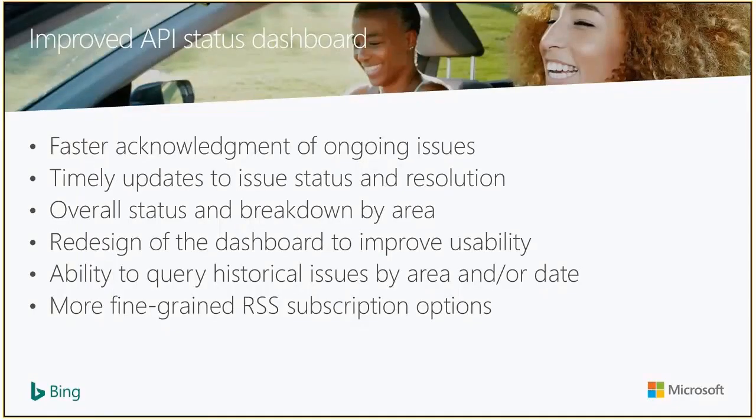Based on customer feedback, we made a number of changes to our dashboard site to provide faster acknowledgement of ongoing issues, timely updates on issue status and resolution, as well as overall status display. We have also made some improvements to the dashboard interface to enhance usability and to make sure the information provided there is easily accessible. You now have the ability to filter historical issues by area and/or by date. And lastly, you also have more choices for subscribing to our RSS feeds.